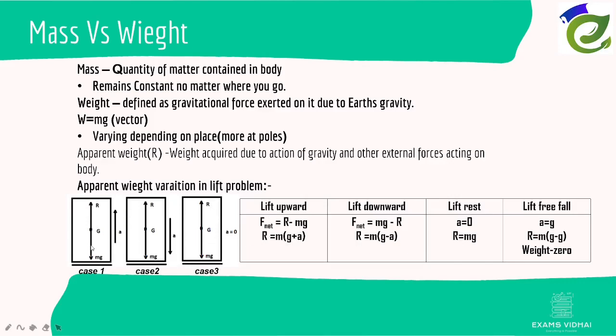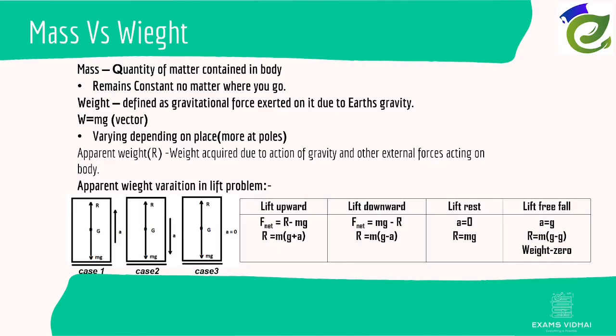Since you're moving up, you're adding the acceleration as well as the gravitation, so when you're going upwards, your apparent weight increases. Similarly, when you're going downwards, the apparent weight decreases. That will become m into g minus a, since here the lift is falling downwards. Now, when the lift is at rest, when there is zero acceleration, you get your original weight due to the Earth's gravity.